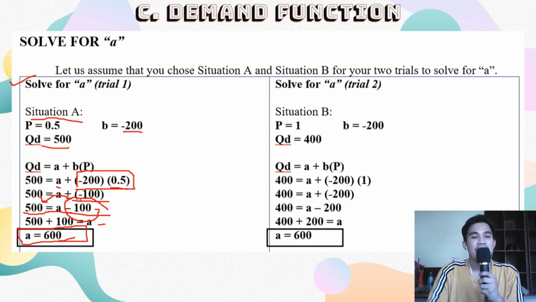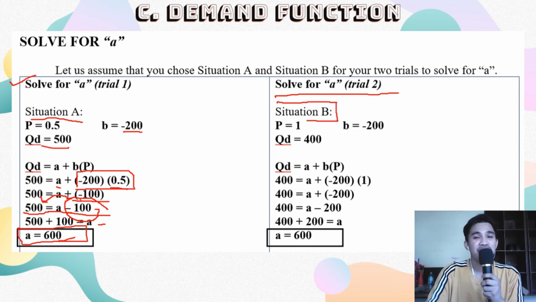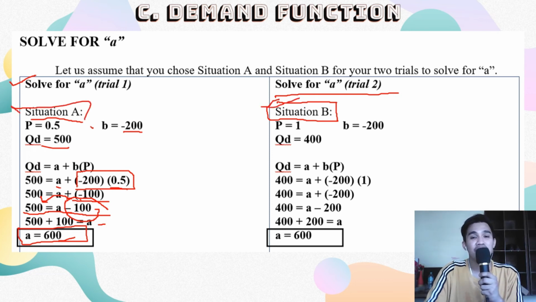To be even more sure, we will have trial number 2. Solve again for A, but this time we will use situation B. It's different, because earlier we used situation A. Now we will use situation B. For situation B, the value of our price is 1. The value of our QD is 400. And our B is the same, because we solved that earlier, equal to negative 200.